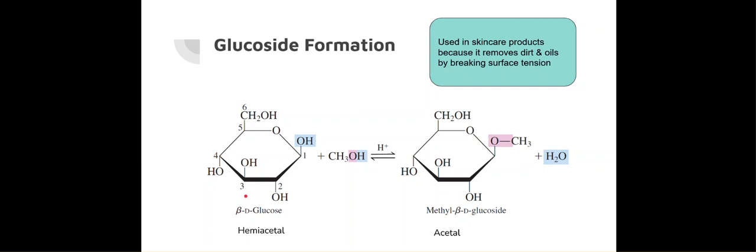And it's in a beta configuration because both of these are above the ring around that oxygen. So this is beta D-glucose, but this is also a hemiacetal. You've got this OR group here. You've got an O connected to an R chain and an R chain over here. But you also have this alcohol here. And so this is a hemiacetal. It can react with an alcohol in the presence of acid and become an acetal.